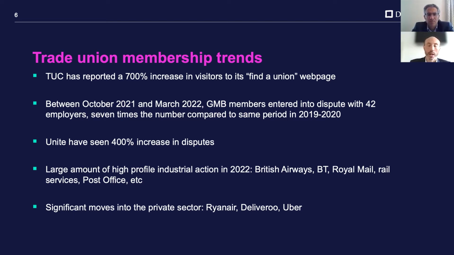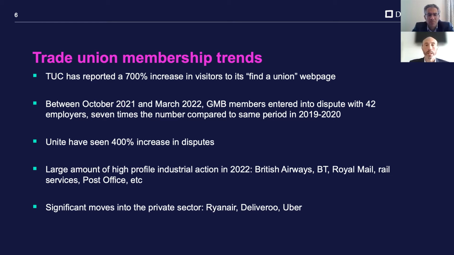So we've had British Airways, BT have had their first industrial action since 1980 when they were privatised. Very recently, Royal Mail, as we all know, the rail services, post office, and so on. So there's definitely been more and more in the press, and again, historically, a lot of industrial action has been in the public sector, but more things spilling into the private sector now as well in terms of those general trends. And again, other things that have been in the press: Ryanair, Deliveroo, Uber.